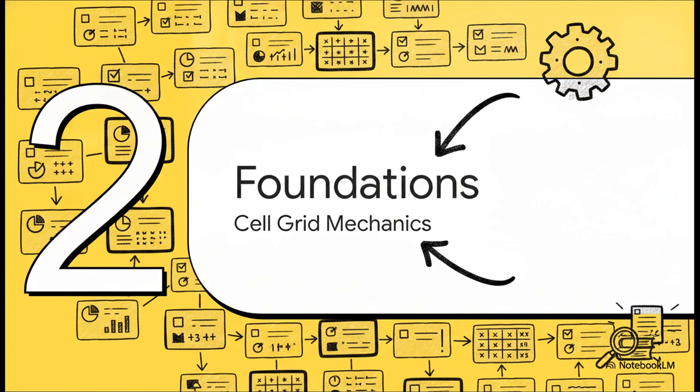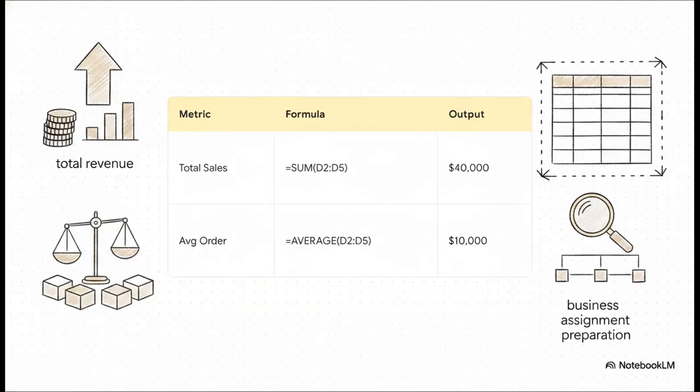Moving right along to part 2, foundations. Let's look at how this builds our baseline mastery of the spreadsheet grid. Let's start with the absolute bedrock of mathematical calculations. If your business question is, what is our total revenue? The sum function simply adds up all those values in our deal value column, giving us $40,000.